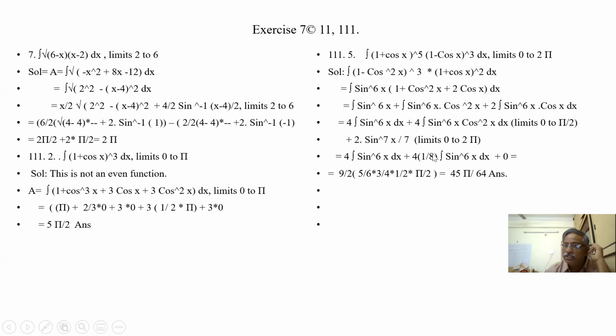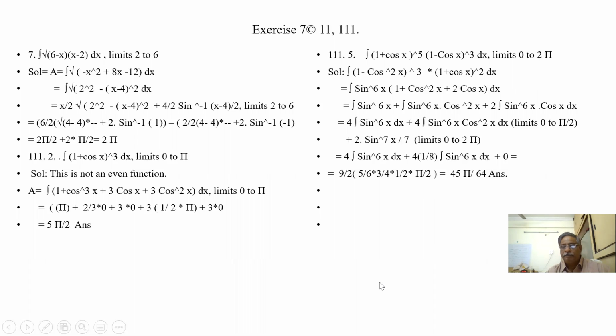Here also sine to the power of 6x, so I can add these two. These two become 9 by 2, sine to the power of 6x. 5 by 6, 3 by 4, 1 by 2 has come in the last. So I get integral dx, that is pi by 2. Because one time 4x is left out, second time reduction 2x is left out, third time reduction 0 is left out. So integral dx is pi by 2. So this is the answer.